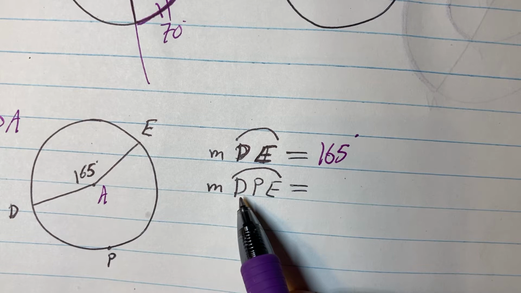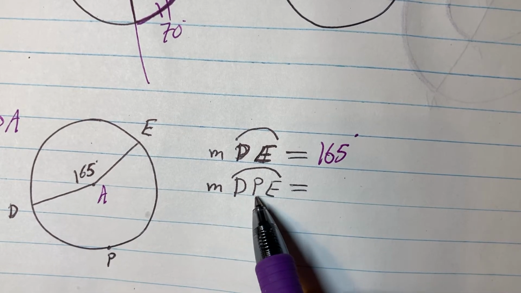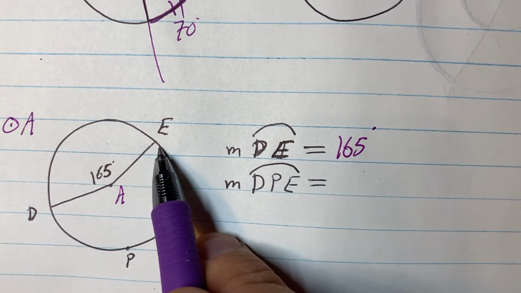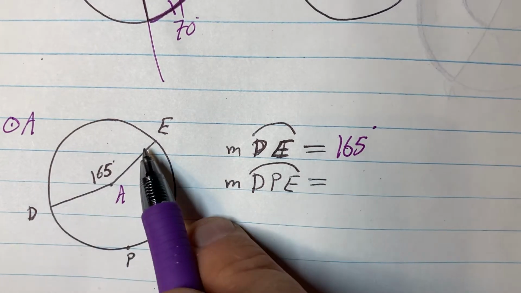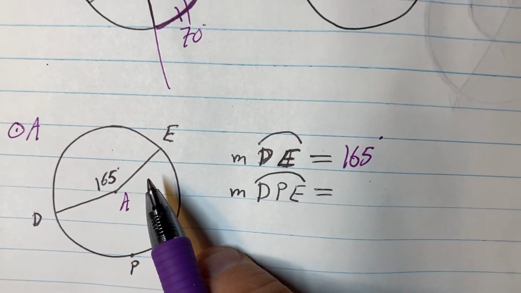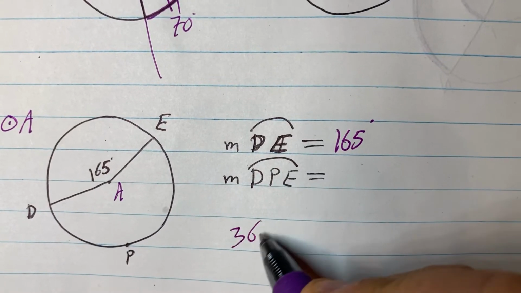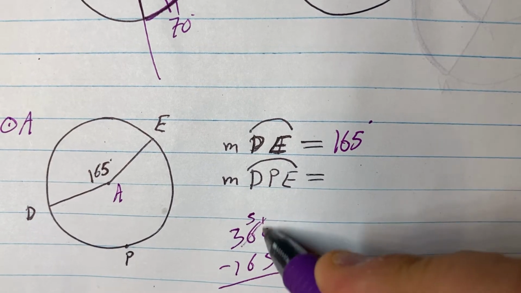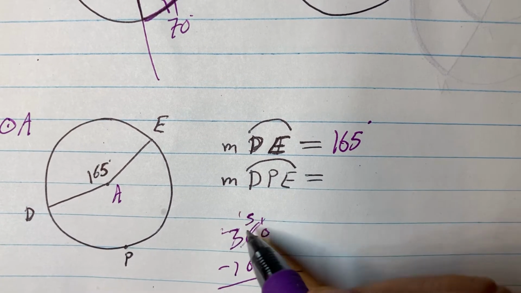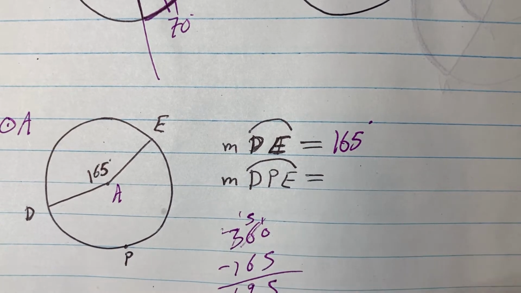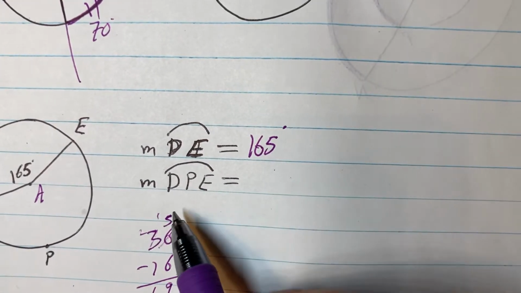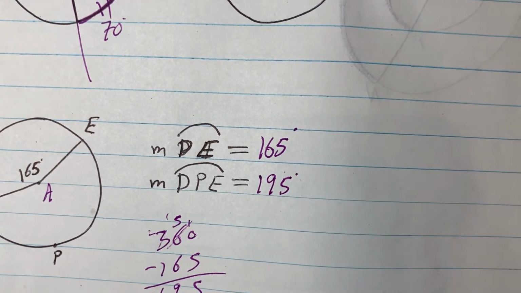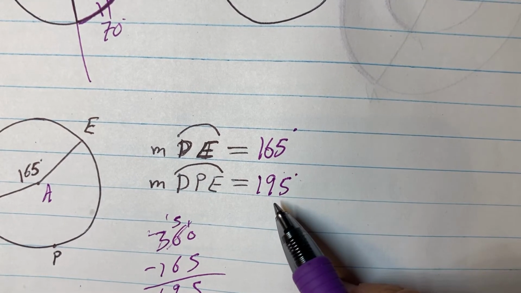What if you want to find the measure of arc DPE? It starts at D, goes through P, and ends at E. So how many degrees in a circle? 360. 360 minus 165 is 195. So the measure of arc DPE is 195 degrees. Add these up together and you should get 360.